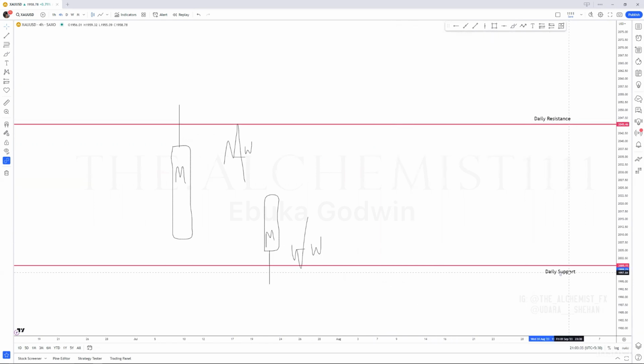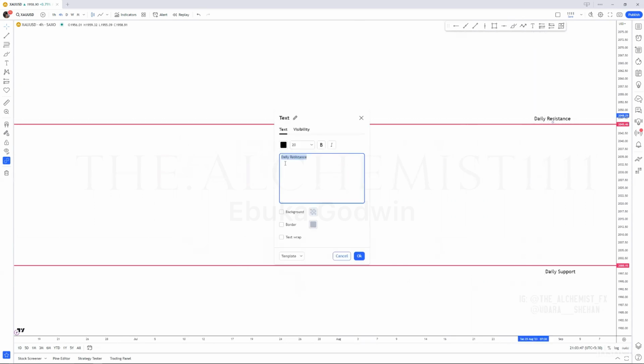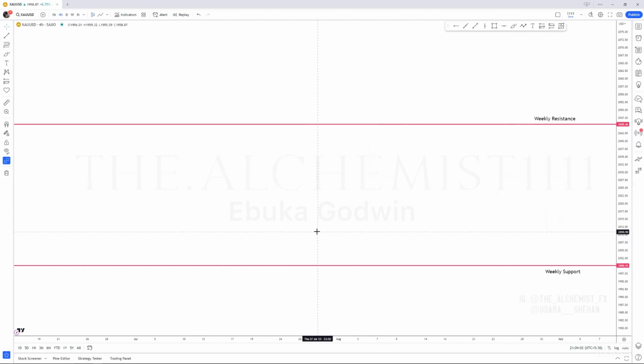So let's say daily resistance, daily support. Now let me delete all of this. Okay, now I've gone through the theory. Now I'll give you a little hint of what an obstacle is. Let's say this right here is a weekly resistance, right? And let's say this right here is a weekly support. Now, like I told you, let's just say weekly has rejected a weekly resistance like this.